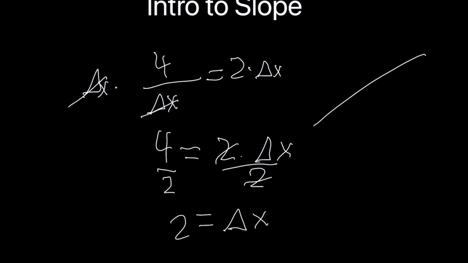So I'm just going to draw a quick sketch of that graph. If we went 4 in the y direction, our corresponding x direction would be 2. Okay, I hope that made sense.